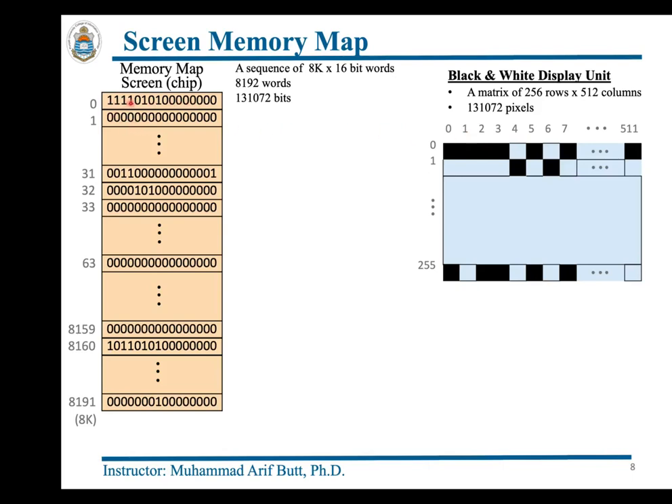Note, these four ones and then 0 1 0 1 and so on. So you have four ones over here, black, then 0 1 0 1 and so on. So now we need to devise a formula using which we can map each pixel on this screen with each bit inside this memory map. Let us try doing that.